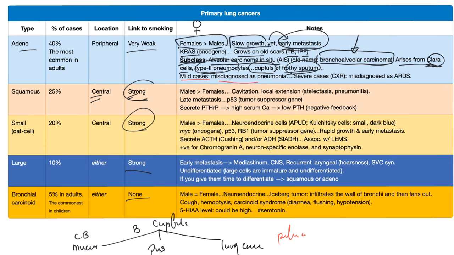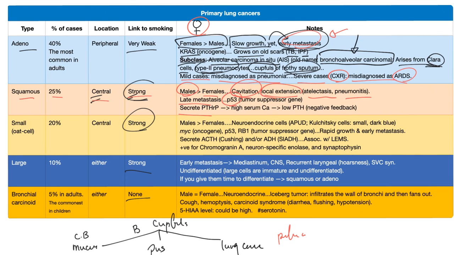Mild cases are misdiagnosed as pneumonia. Horrible. Again, these ladies die because it's very hard to diagnose this disease, and it has early metastasis. Severe cases, when you look at the chest x-ray, can be misdiagnosed as ARDS. Next, squamous, 25%, central, associated with smoking, male commoner than females, cavitation, local extension, linked to atelectasis or pneumonitis. Late metastasis, not early as adeno.